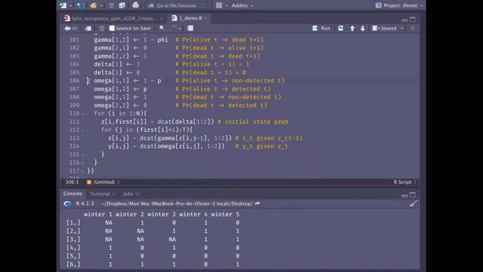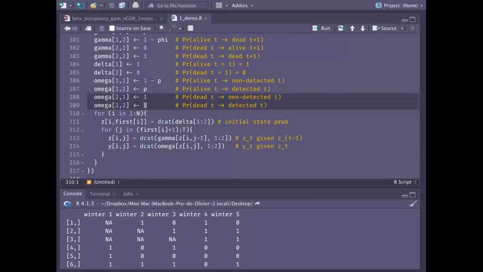And then the novelty is this observation matrix where we say, okay, the first row is for alive and the columns are for non-detected and detected. Okay. So if you're alive, you're non-detected with probability 1 minus P, the probability of being missed. If you're alive, you're detected, the second column, with probability P. And now the second row, if you're dead, you're undetected with probability 1 and you're detected with probability 0. Okay, you cannot be detected.